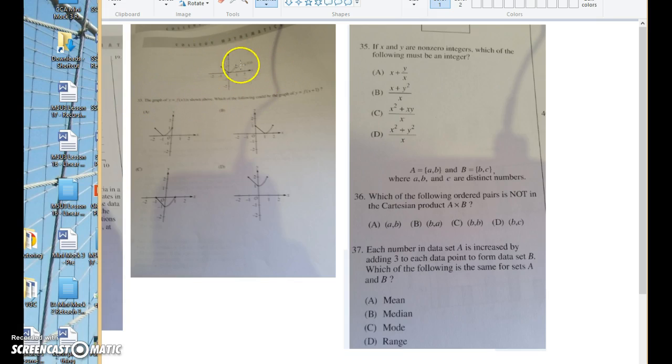In question number 33, it gives you a weird, crazy graph that hits the origin. And it says this is the graph of y equals f of x. It's asking which of the following could be the graph of f of x plus 1. So this is a very small change to a graph. It doesn't change the size of the graph. It doesn't change the type of graph, whether it's curved up or down. It just changes where it starts or where it intersects this origin here.